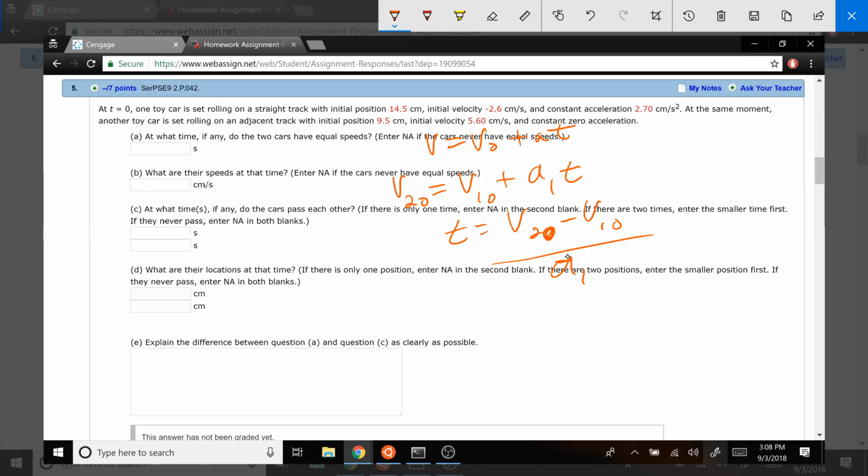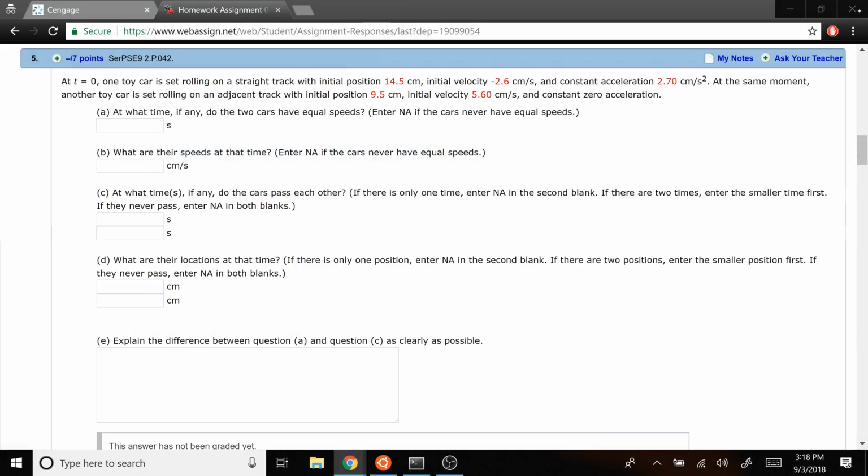Oh, wow. Do the cars pass each other? What's the detail on this? Because I noticed he extended it. So I'm just wondering if I have Wednesday to get help on this too. So they pass each other when their positions are the same.